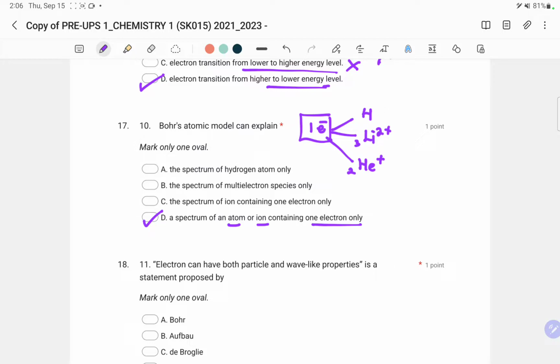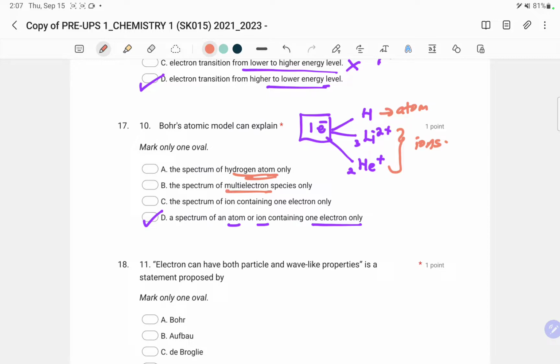So, kalau ikutkan, ini adalah atom sebab dia tak ada charge. Yang dua ni dia ada charge, ini adalah ions. So, kenapa A salah? Sebab dia kata hydrogen atom only. Tak semestinya hydrogen saja. Dia boleh je Li2+ dan He+.